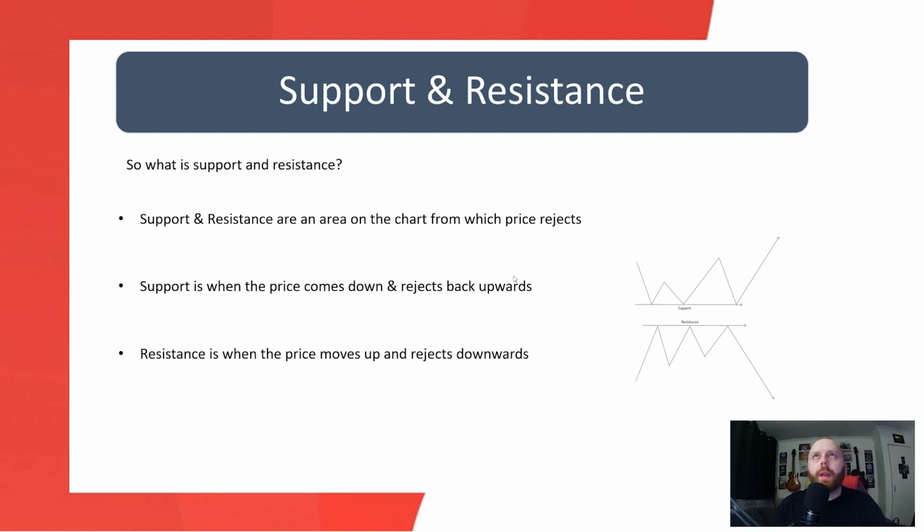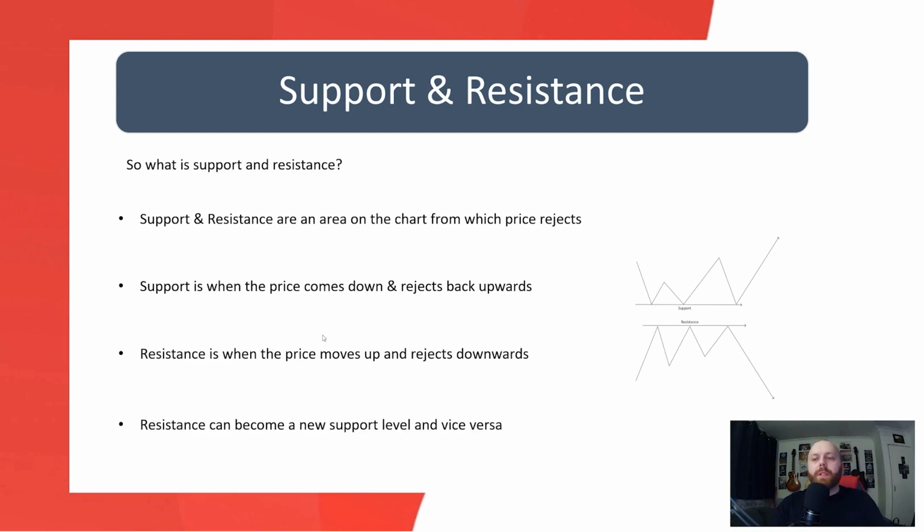Now, you may be thinking, how do you figure out support or resistance in a market where it's constantly moving upwards or downwards, like a bull or a bear market? Because it's not going to always reject from the same point. These are more something you can look at in a ranging or consolidating market.